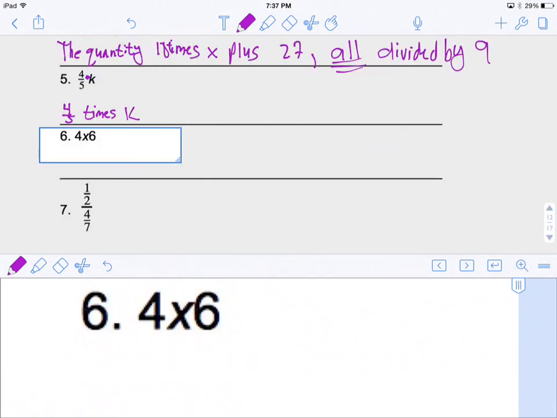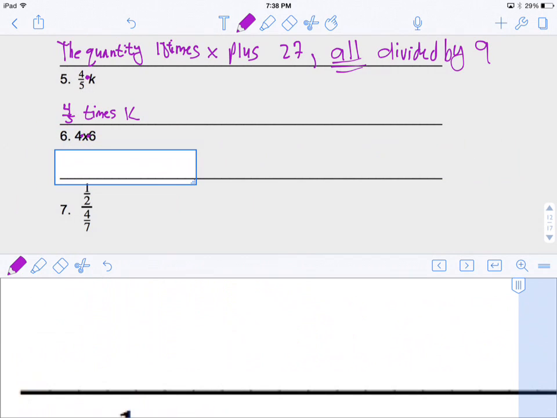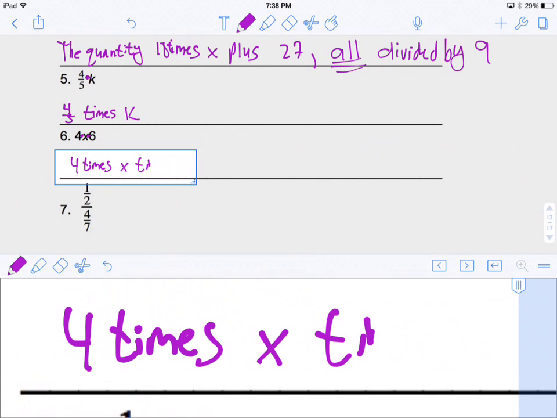Okay. Now, this is the reason that we don't use x for times anymore. We have 4x6. This does not mean 4 times 6, and you can see that they're pretty close together. We have 4 times x and x times 6. What this really means is 4 times x times 6. So 4 times x times 6.